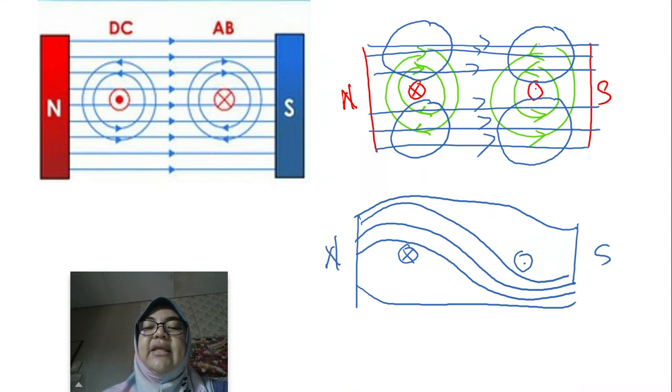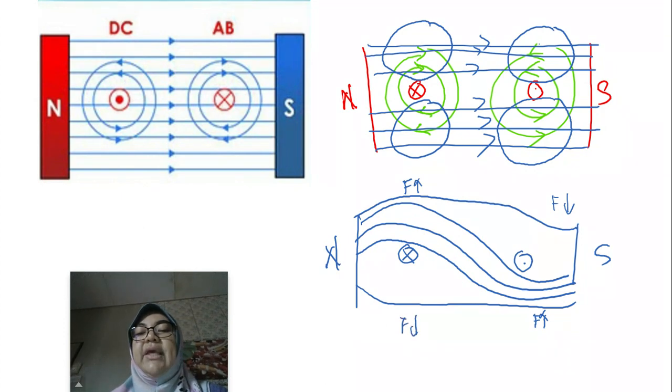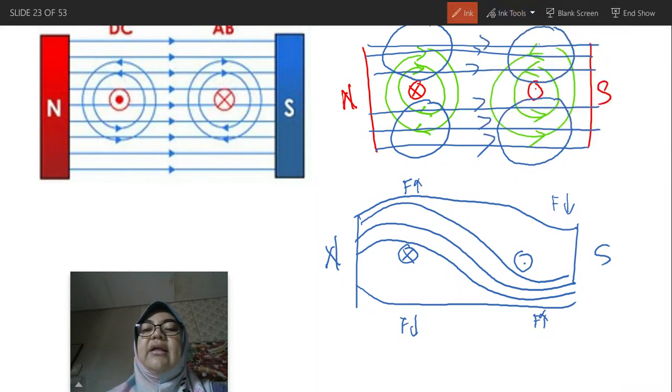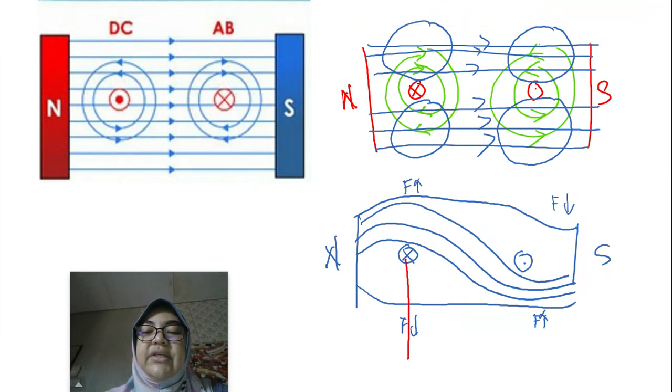So yang belah sini, magnetic flux dia lebih. So the magnetic force is higher. Okay, force is higher, magnetic force. And here magnetic force is higher also. And then magnetic force is lower kat sini. Yang dekat sebelah sini pun the magnetic force is lower. Okay, so because of the unbalanced forces due to the magnetic field lines yang berbeza, we will get resultant force. So yang ini, the resultant force is downward.